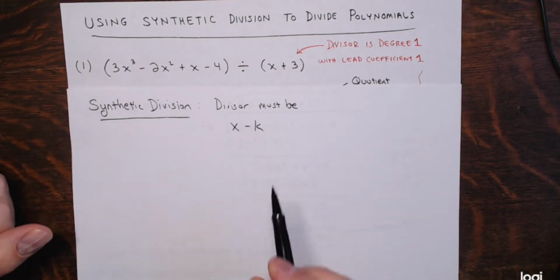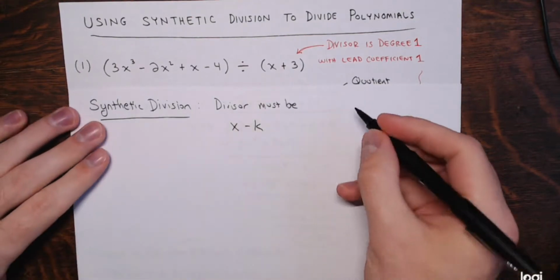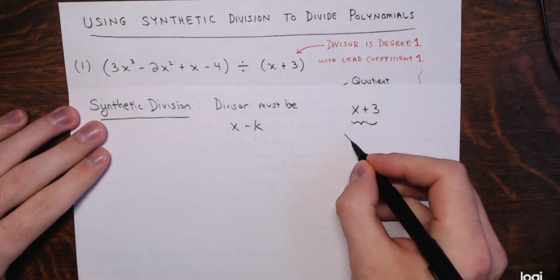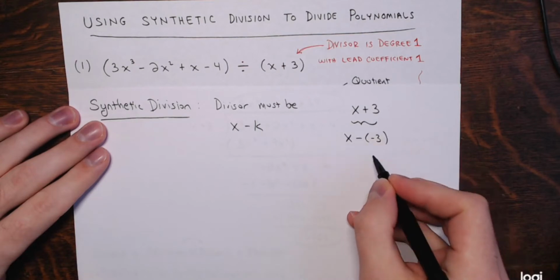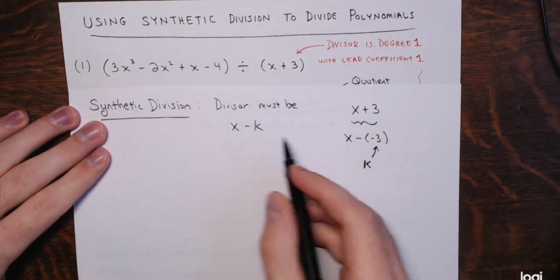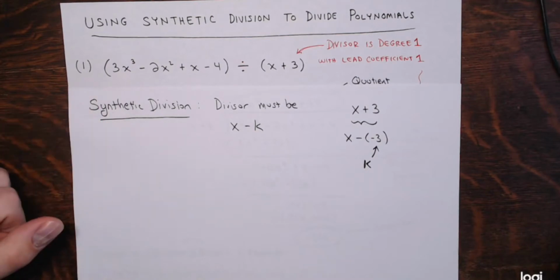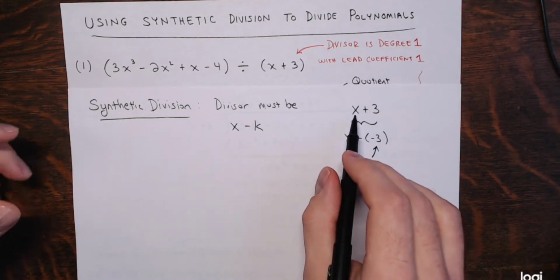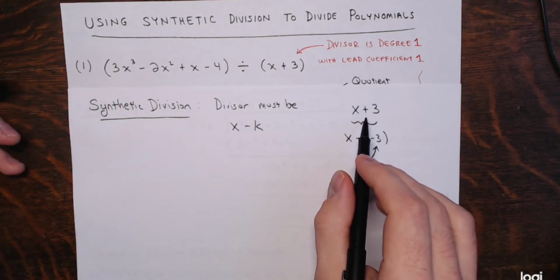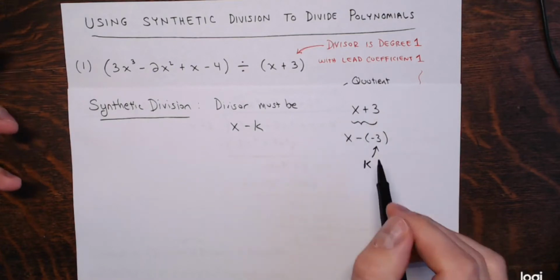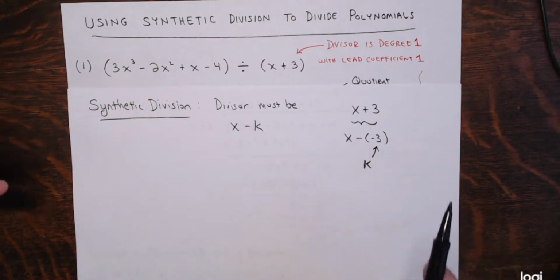Now, here, the divisor is x plus 3. That's the same thing as x minus negative 3, so the value of k here is negative 3. Keep that in mind. Basically, the value of k is what the value of x would need to be to make the divisor equal 0. x plus 3 would be 0 if x were negative 3. So that's the value of k.